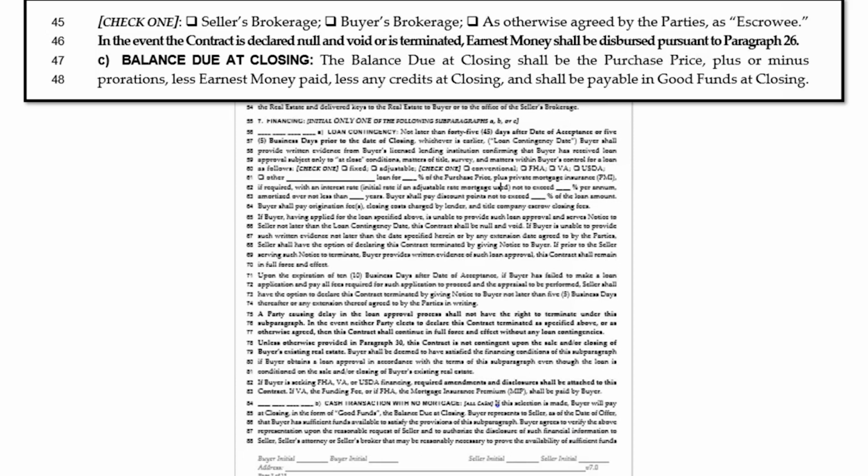If in fact the seller's brokerage does not hold earnest money, and your office does, you check buyer's brokerage, and then you hold the earnest money. If neither of us do, then we have the option of checking the third box, which is "as otherwise agreed by the parties as escrowee," and that means as otherwise agreed by the parties. You and I can continue to negotiate this contract when neither one of us holds earnest money, because we don't need to worry about it right now. We can sell a house this weekend and we can figure out on Monday whether or not we're going to have a title company hold it, or if it's going to be held by the seller's attorney, or who exactly is going to hold it.